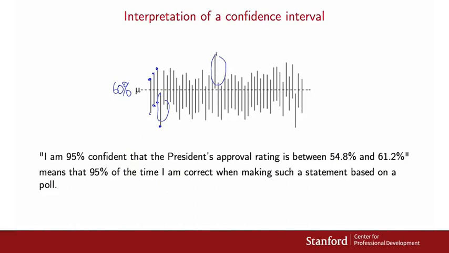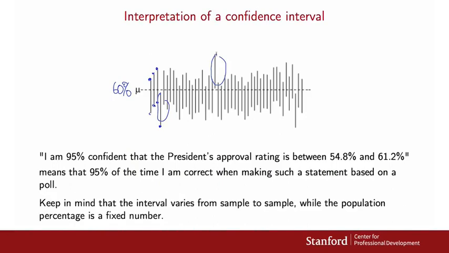The way a confidence interval is reported is oftentimes something like, I'm 95% confident that the president's approval rating is between 54.8% and 61.2%. And the interpretation of this is that 95% of the time I'm correct when making such a statement, and 5% of the time I may be wrong. So keep in mind that the randomness is in the sampling and not in the population percentage.